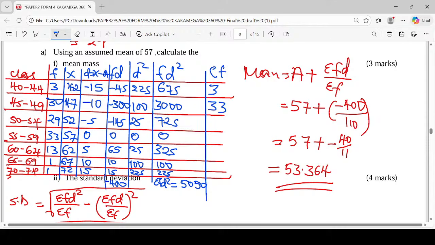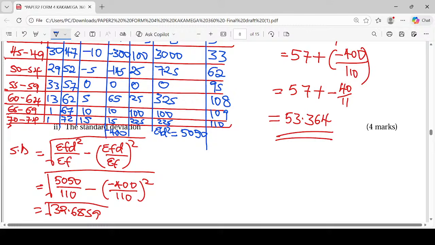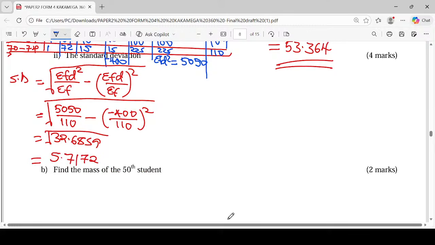33 plus 29, that will be 62. 62 plus 33, that is 95. 95 plus 13, that is 108. 108 plus 1 will be 109. Plus another 1, 110.